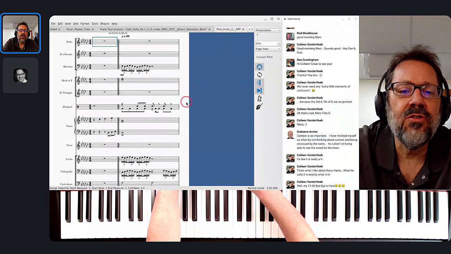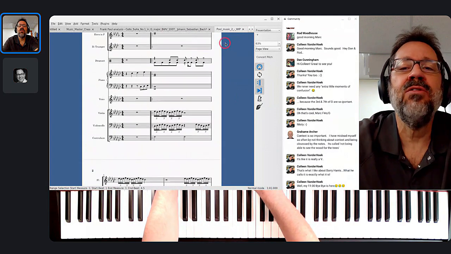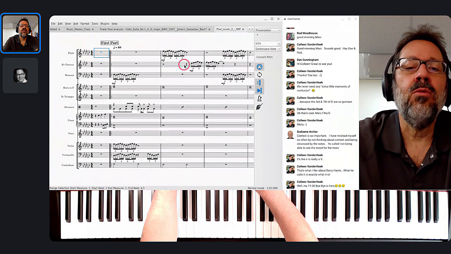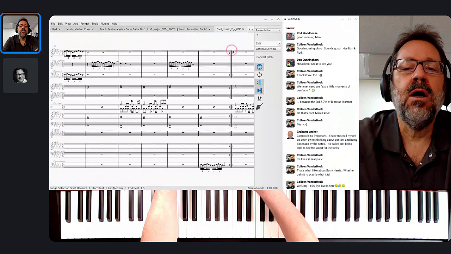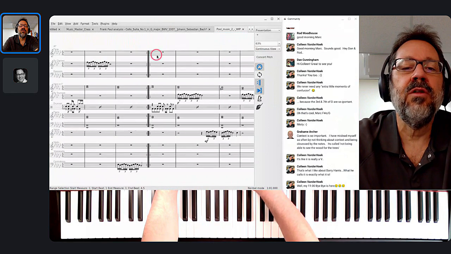Okay, I'm pausing this for a second only because the playback isn't following it as well as it otherwise might. So I'm going to switch to continuous view and hope that it follows a little better. So we just heard that repeated section, so I'm just going to move on to the next repeated section.